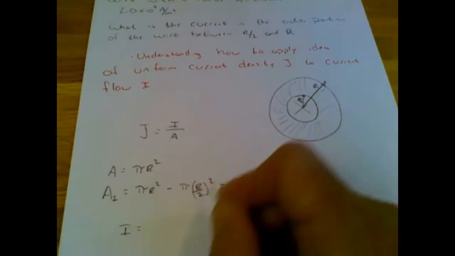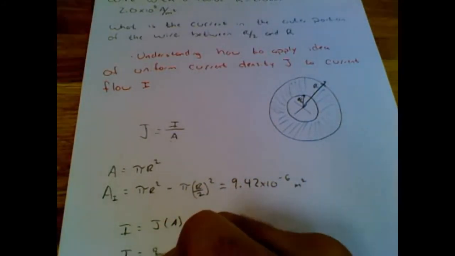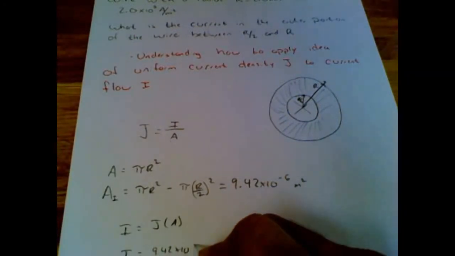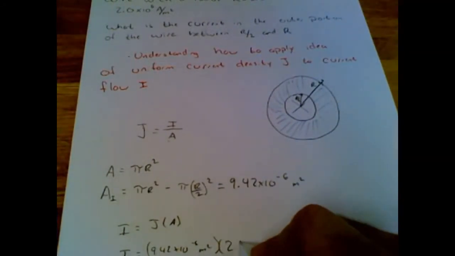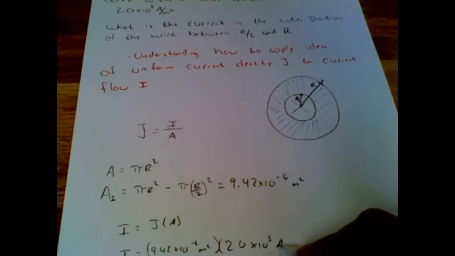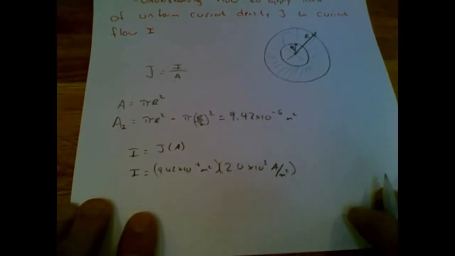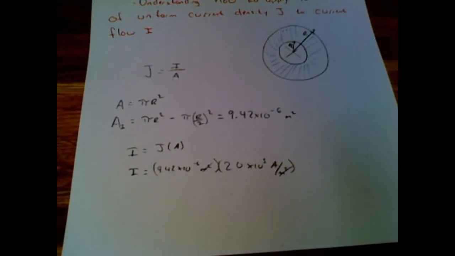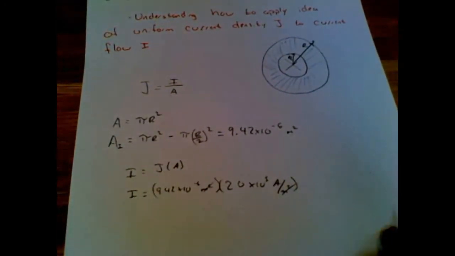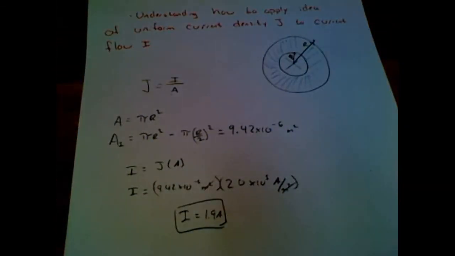I know the current is equal to my current density times my area. Current is equal to 9.42 times 10 to the negative 6th meters squared times the current density of 2.0 times 10 to the 5th amps per meter squared. There we go. My meters squared cancels. And we should get a final answer of 1.88 or 1.9 amps. So the current in that outer portion is 1.9 amps.